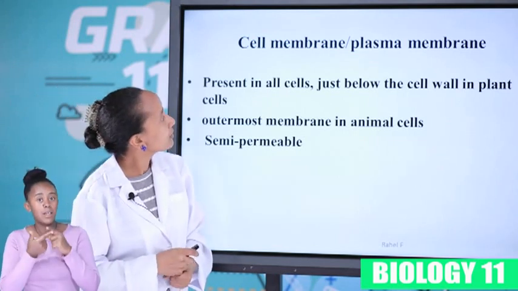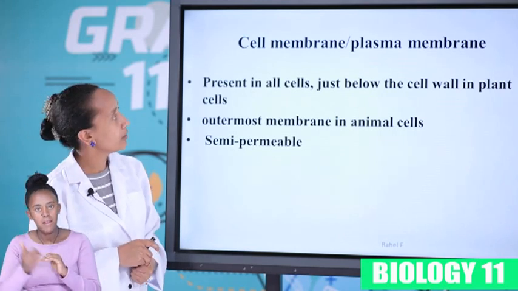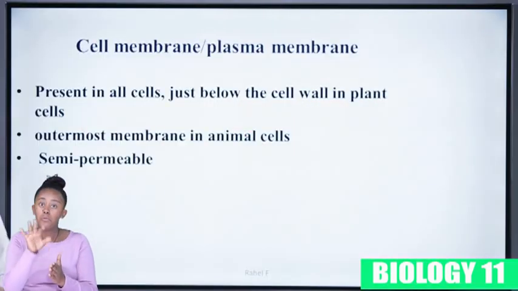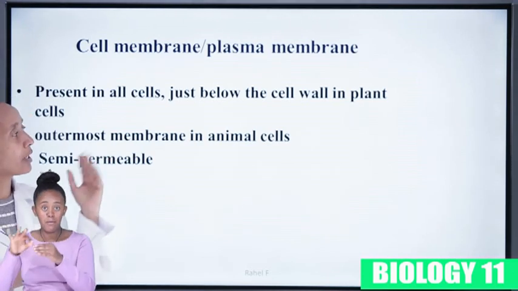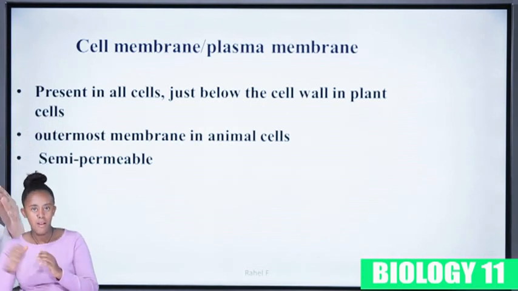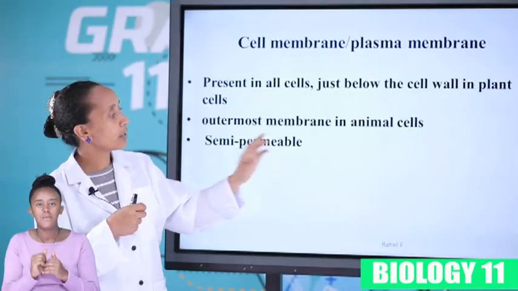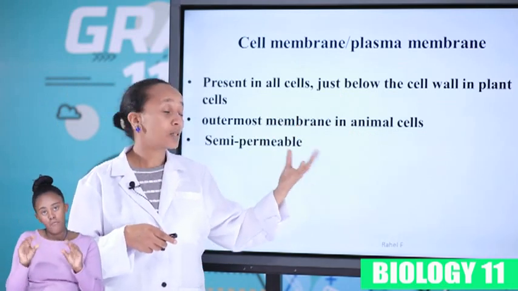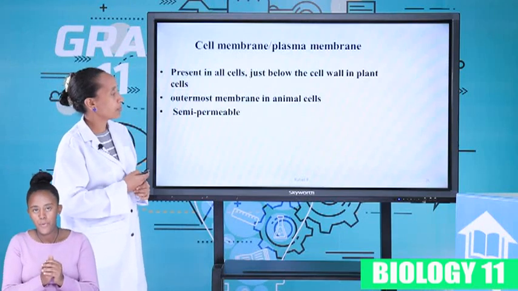The next structure that we are going to see is the cell membrane or plasma membrane. The cell membrane is present in all cells, and when we look at plant cells, the cell membrane is found below the cell wall, and when you look at animal cells, it is the outermost membrane. Why? Because animal cells have no cell wall, therefore the cell membrane is considered as the outermost membrane.